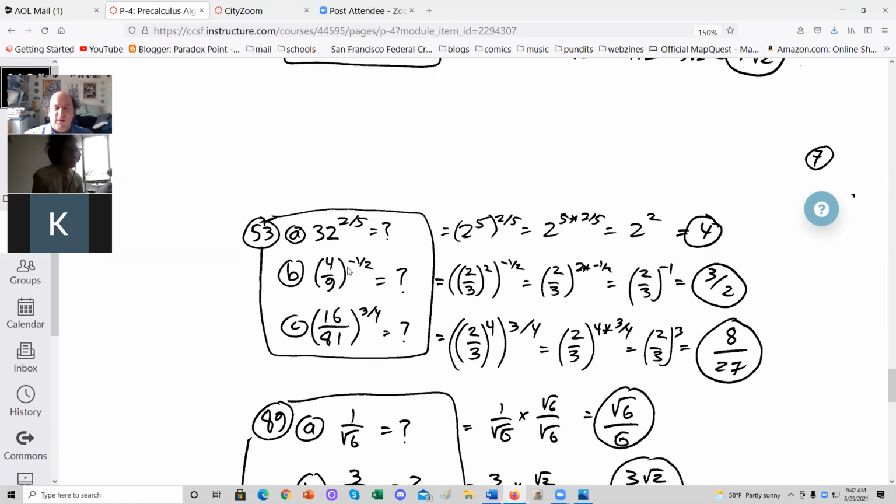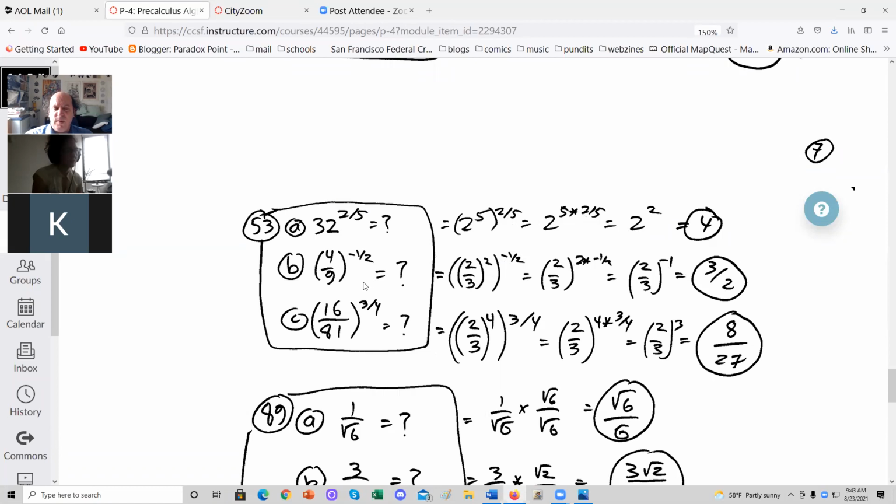Here's 4/9 to the negative half. Well, 4/9 is 2/3 squared. To a negative half, you multiply the powers. 2/3 to the negative 1. That's just the reciprocal, 3/2.